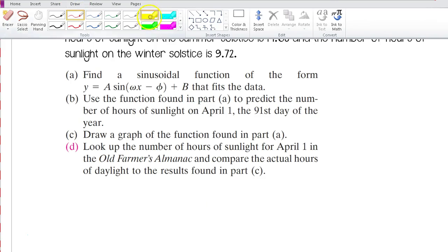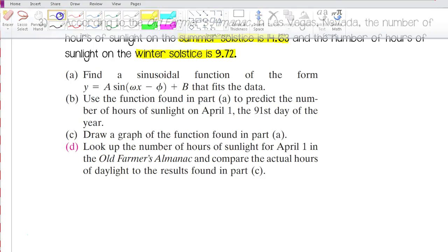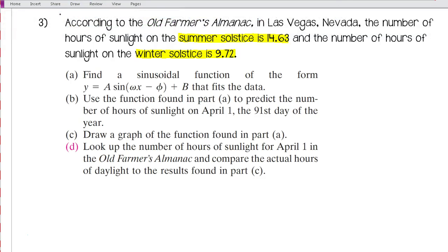And important information here: the summer solstice, we've got 14.63 hours of sunlight, and then in the winter solstice we've got 9.72 hours of sunlight. And when you're working on these types of problems, it's also important to think logically about what's going on here.